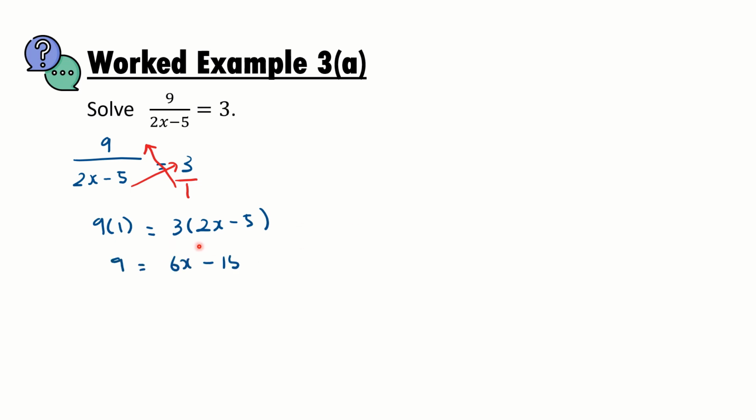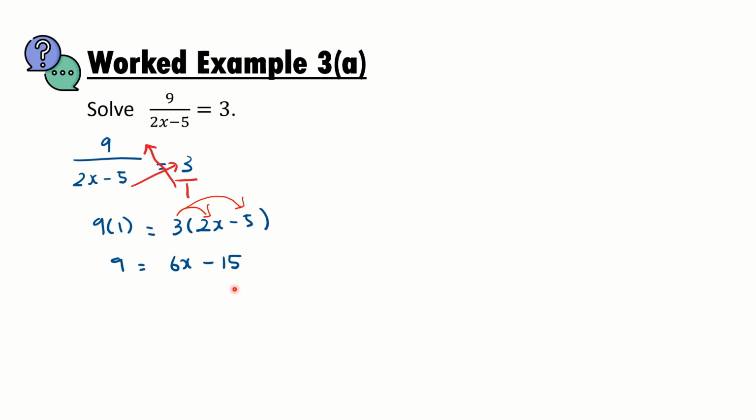Okay, and then 3 times 2x minus 5 is us trying to do our distributive law or our rainbow method, whereby I take this 3 here to multiply with 2x and this 3 to multiply with this minus 5. Okay, apologies for this marking here. Alright, so therefore I get 6x minus 15 in my next step.